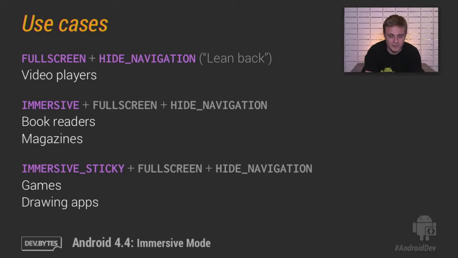And it simply involves using the full screen and hide navigation system UI visibility flags. Now in this mode, in this lean back approach, any interaction with the screen will automatically show the system bars and other playback controls that you've defined. Now if you're building something like a book reader or a magazine or something that has a little bit more interaction, you'll want to use the new immersive flag in addition to full screen and hide navigation. In this case, swiping up from the top of the screen should reveal the system bars in addition to your own UI Chrome.